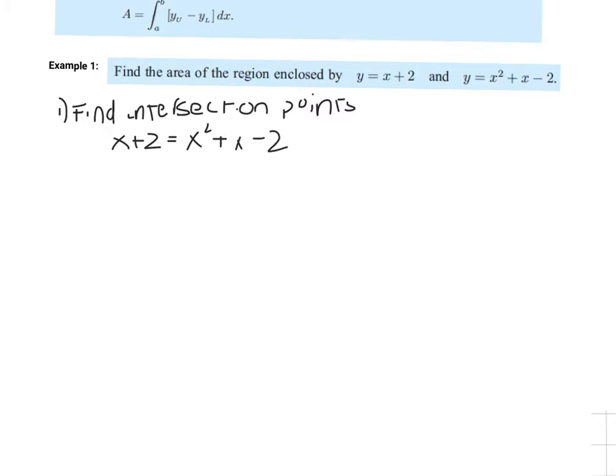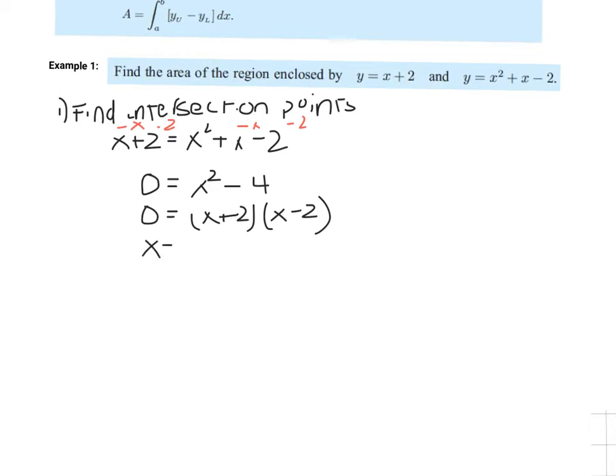So to solve this, we probably want to get everything onto one side and set it equal to 0. So subtracting x and 2 from the left side, we end up with 0 equals x squared. We have a positive x here minus x, which is going to cancel that out. We're subtracting 2 from both sides, so we end up with x squared minus 4. This is a difference of squares, and so factors into x plus 2 times x minus 2. So our x values of our intersection points are going to be at x equals -2 and x equals +2. So we found our intersection points there.